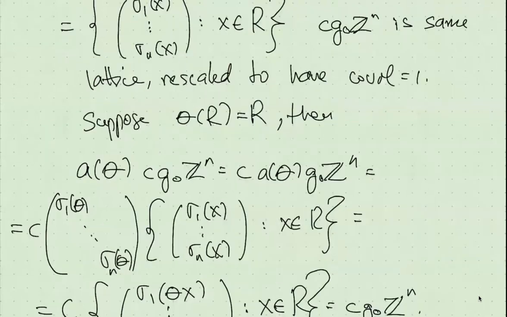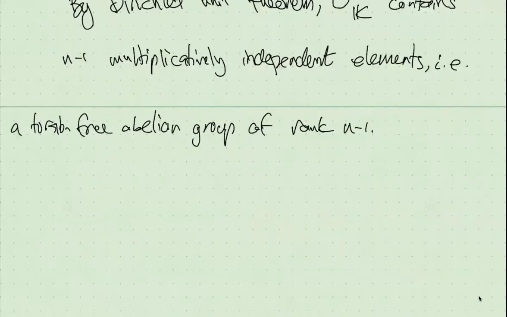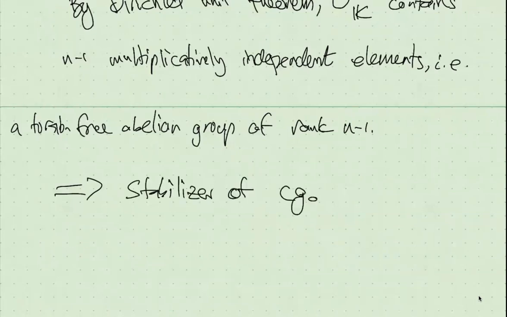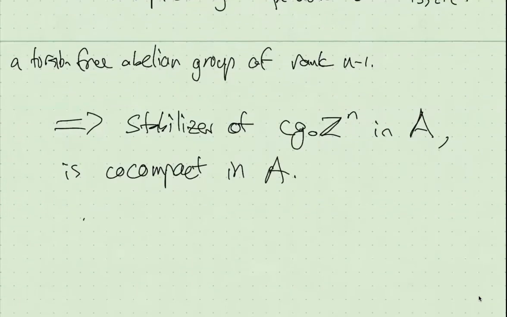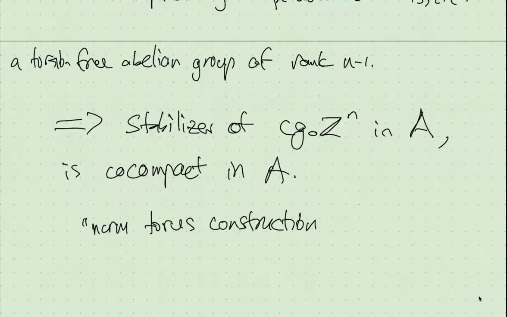And so what all of this is saying is that the stabilizer of this matrix in the diagonal group is co-compact in the diagonal group. So we get a compact orbit. This is sometimes called the norm torus construction. In the number theory or the algebraic groups literature, this is called the norm torus. So this is a way to find compact orbits for the diagonal group on the space of lattices. Questions about this?